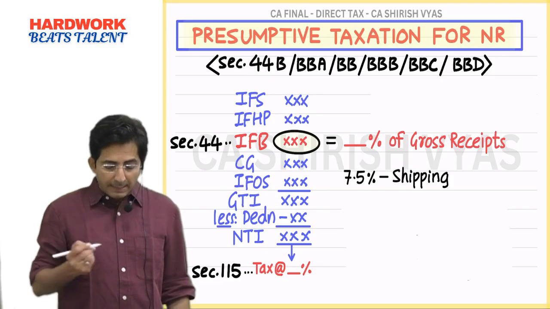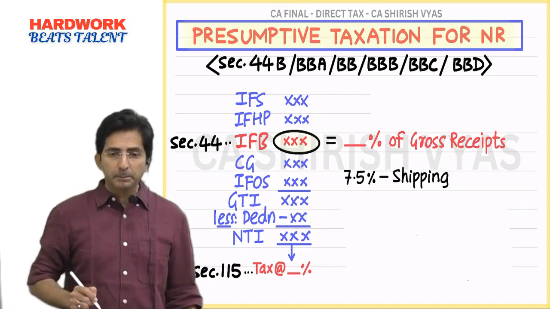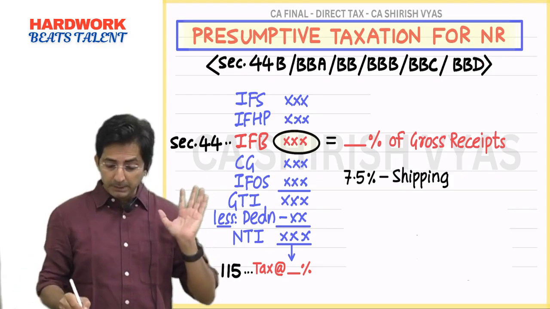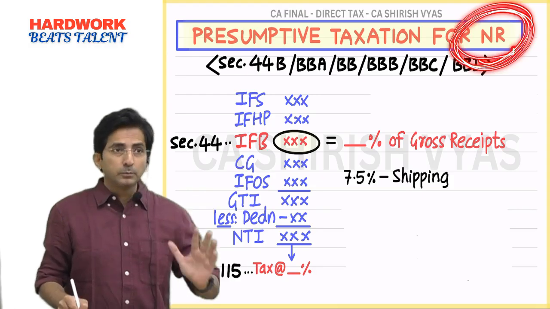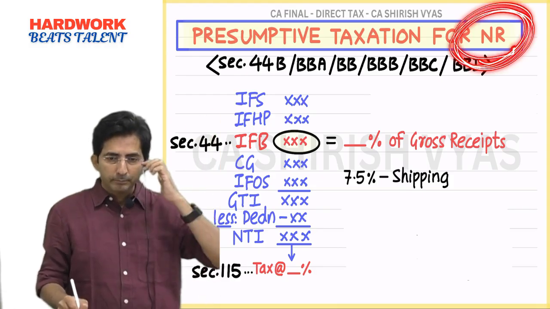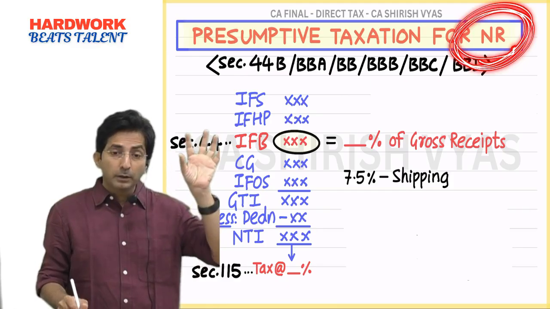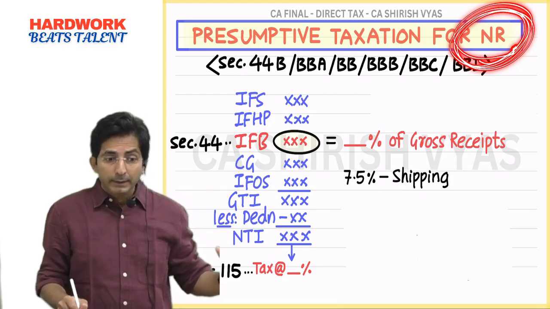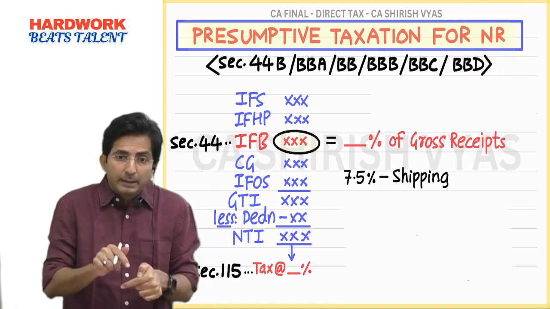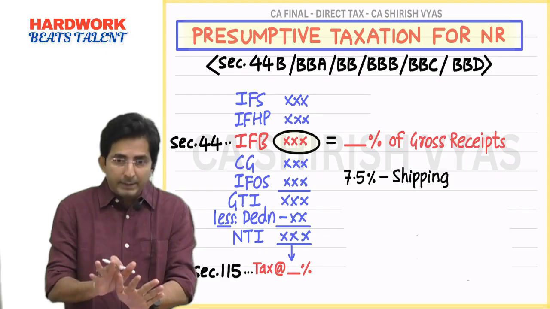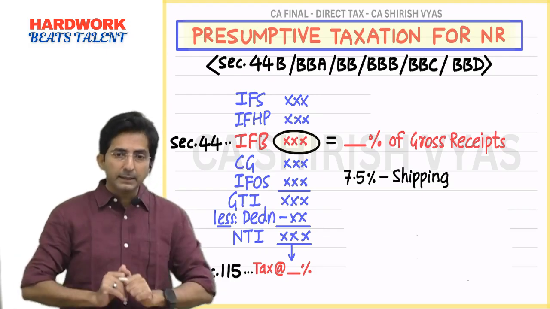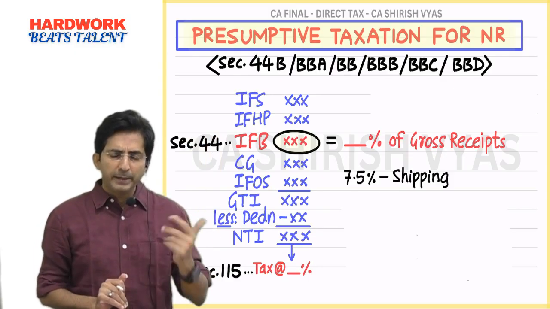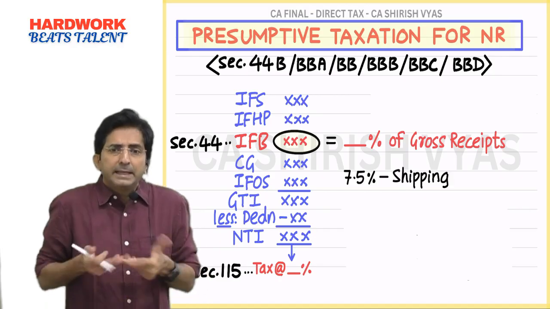No, but why this system? Why presumptive scheme for shipping business? So see what happens, in real life, this shipping business is basically of non-residents. Let's assume some Australian company is a shipping company, and the company is Australian, but their business is spread over the world. India is not the only country from where they are generating the revenue. The company of Australia might be getting revenue from London, they might be getting revenue from China, plus India also.